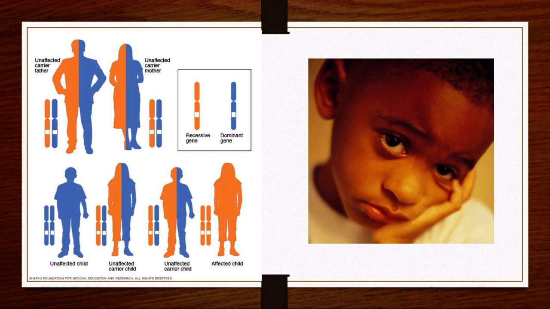So here's how the gene is carried. If you have 4 children, 1 child will be affected, 2 will be a carrier, and 1 is going to be unaffected. You're going to hope that you're the unaffected child.